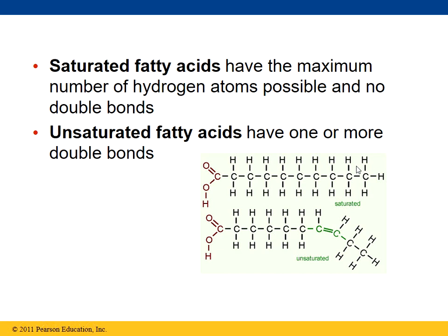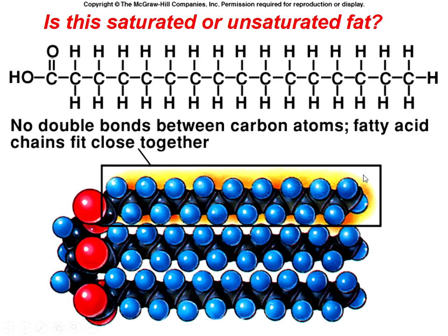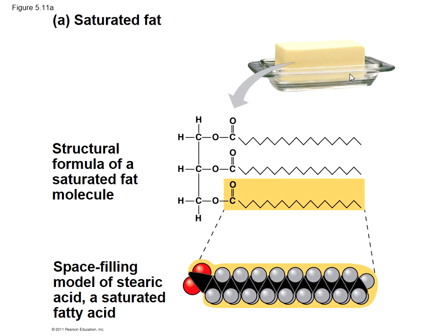Whereas unsaturated fats are missing some hydrogens, and instead the carbon double bonds, and that makes it sort of bend. This is an unsaturated fat. Because it has the bend like that, it makes it liquid at room temperature, whereas saturated fats are solid at room temperature. Is this a saturated or unsaturated fat? Saturated. Every carbon has a hydrogen attached. That's a saturated fat. Good examples of saturated fats are things like butter and lard.